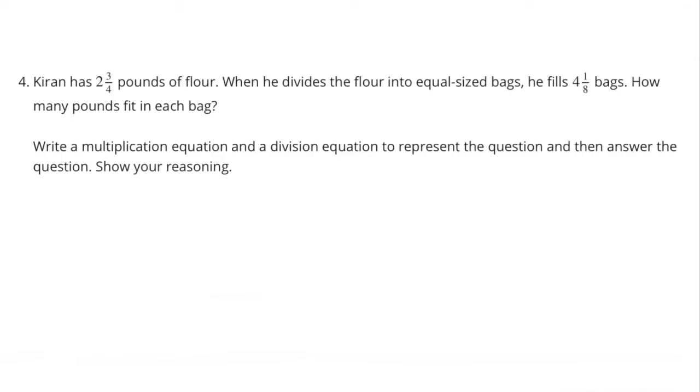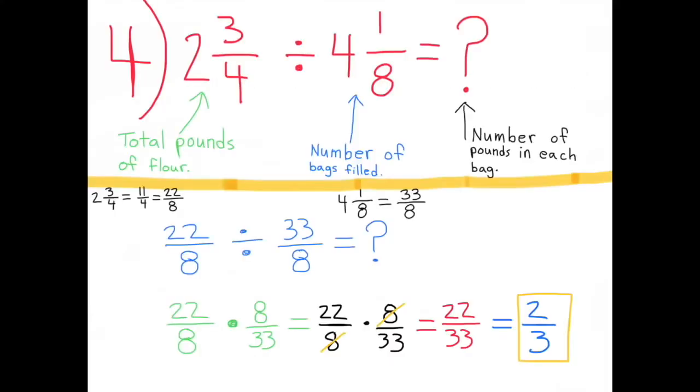Number 4. Kieran has 2 3/4 pounds of flour. When he divides the flour into equal-sized bags, he fills 4 1/8 bags. How many pounds fit in each bag? Write a multiplication equation and a division equation to represent the question, and then answer the question. Show your reasoning. 2 3/4 represents the total pounds of flour. 4 1/8 represents the number of bags filled, and the question mark represents the number of pounds in each bag. 2 3/4 divided by 4 1/8 equals the number of pounds in each bag.